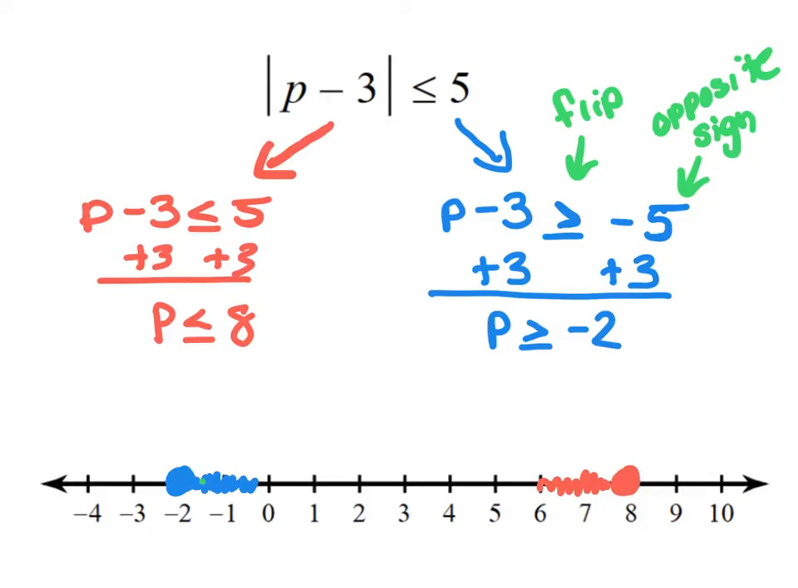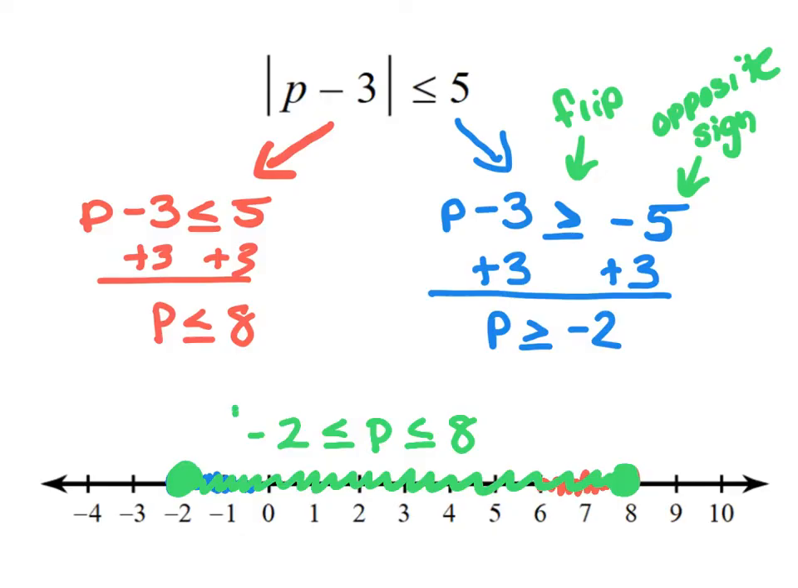So you're going to extend that inequality, only shade the middle, and you're using those two closed circles as your endpoints. Now you could write the compound inequality. So you'd have -2 is less than or equal to P, which is less than or equal to 8.